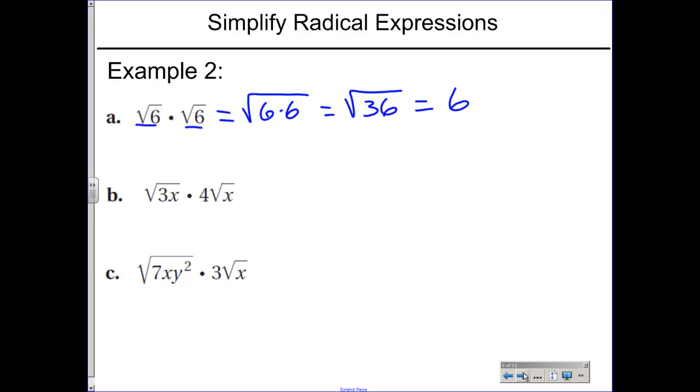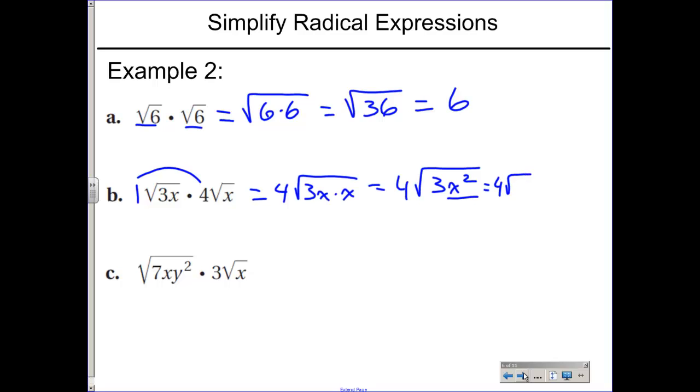Same thing down here. Remember, there is a 1 right here, so I'm going to do the 1 times the 4, which is 4, and then I can rewrite underneath it square root of 3x times x, which is going to be 4 square root of 3x squared. Well, since the x squared is a perfect square, I can write that as 4 square root of x squared times the square root of 3. This is a perfect square, so the square root of x squared is just x. And 4 times the x that's coming out of that perfect square, and then times the square root of 3 left over. And this becomes the simplified answer of the original problem.